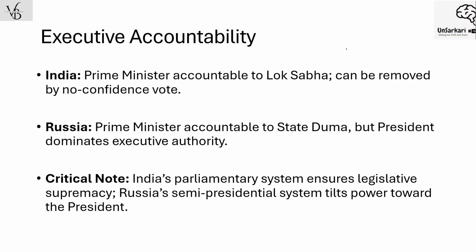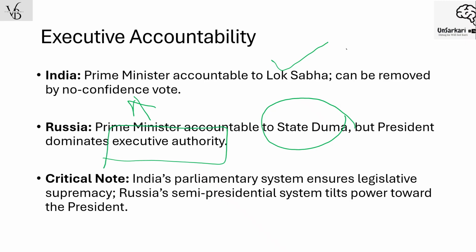So the Prime Minister is accountable to Lok Sabha and can be removed by a no confidence vote. But the Prime Minister of Russia is accountable to the State Duma. But it is the President who is dominating executive authority. So India's parliamentary system is ensuring legislative supremacy, whereas Russia's semi-presidential system is tilting power towards the president, who is not accountable in the way the Indian government is.